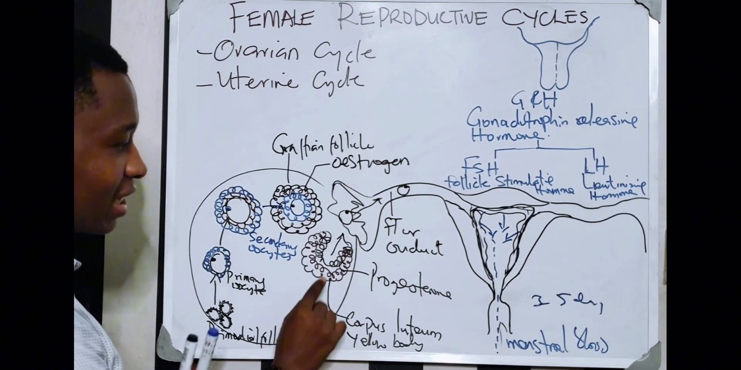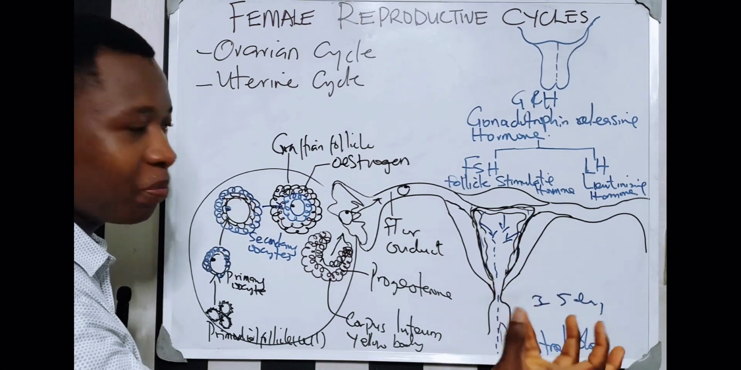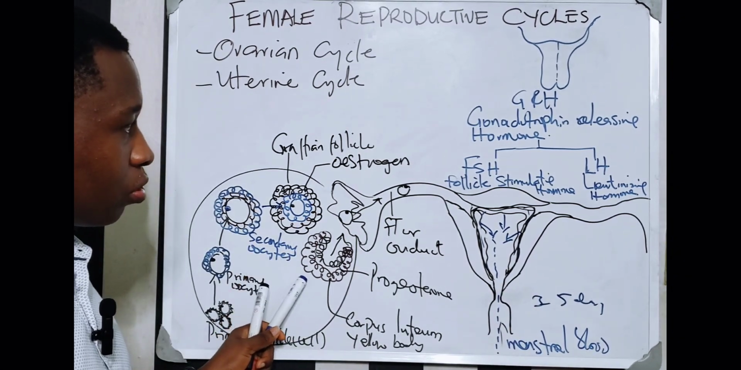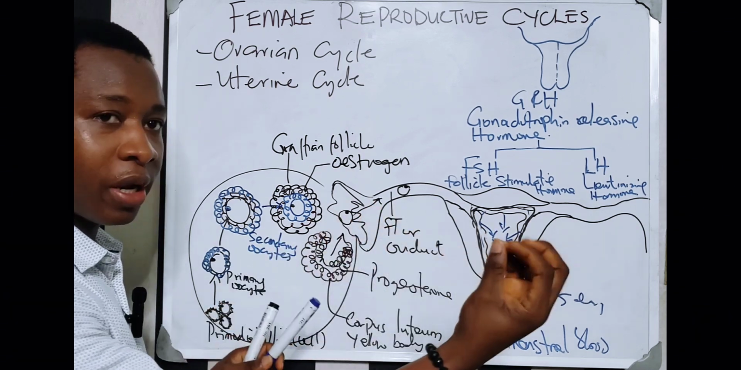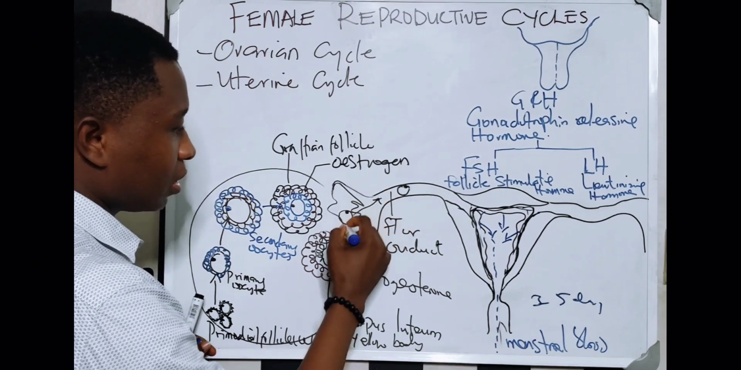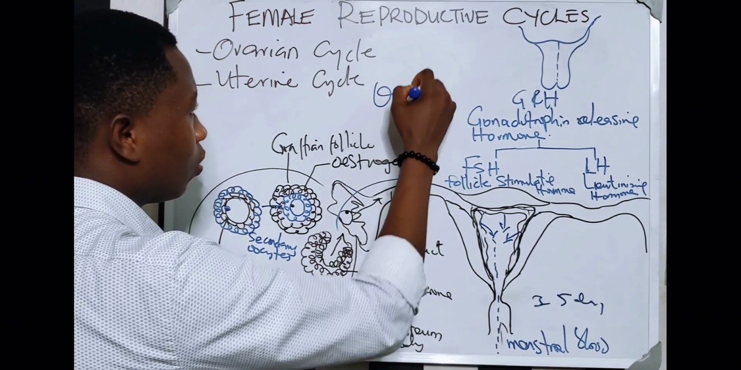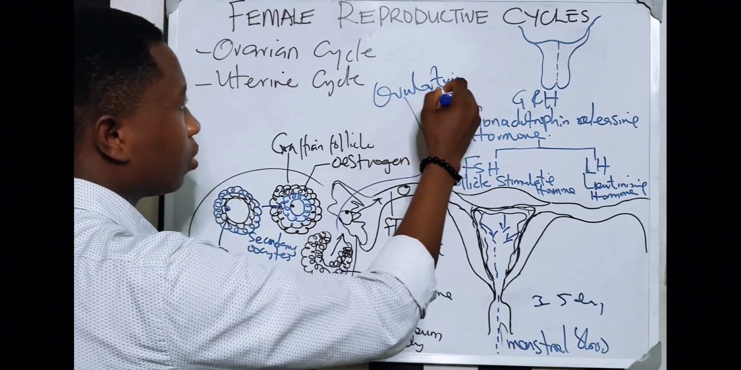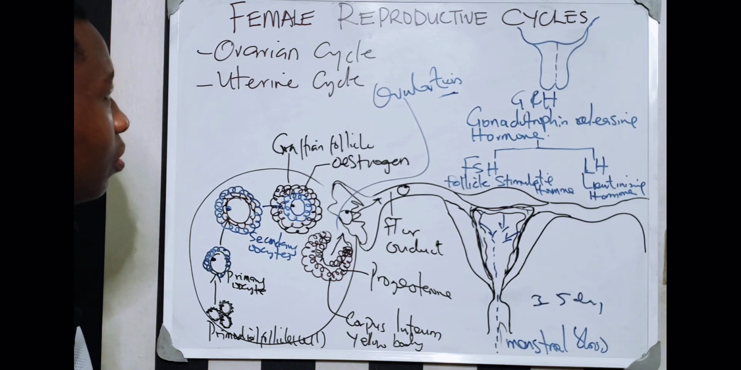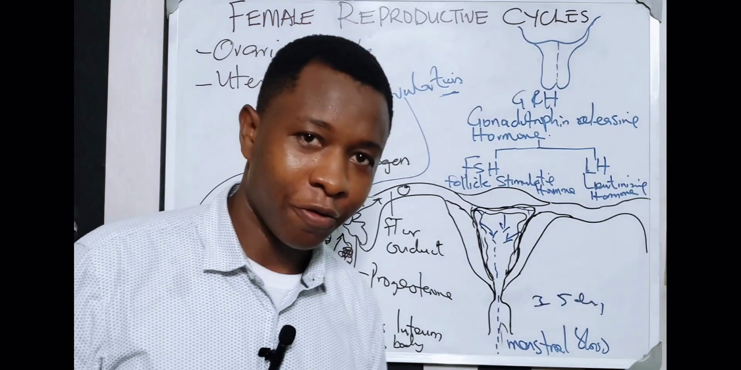Okay, so after that, this egg is released from this point into the fimbriae of the fallopian tube. Now it is important that that release of the egg from the Graafian follicle into the fimbriae of the fallopian tube is known as ovulation. This release is what we can term as ovulation. Okay, so that's what happens in the female reproductive cycle. I hope this was clear enough for you to understand.